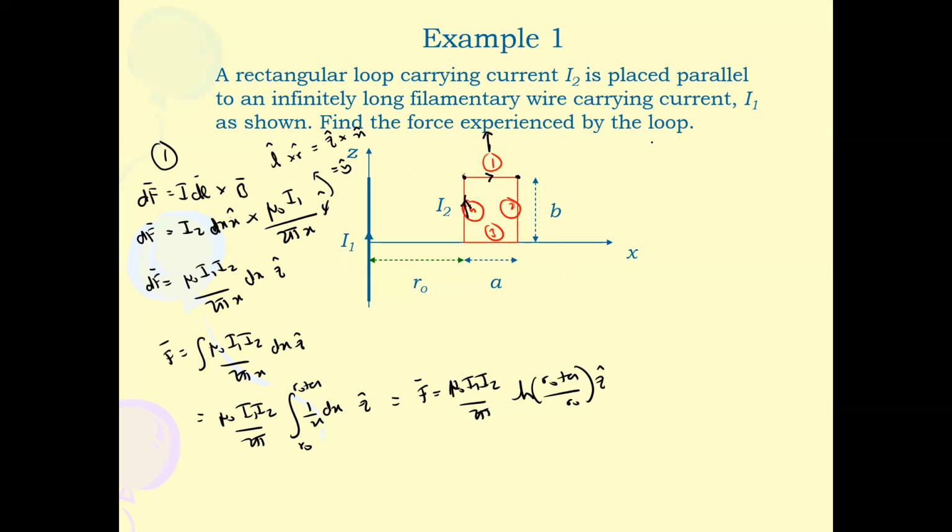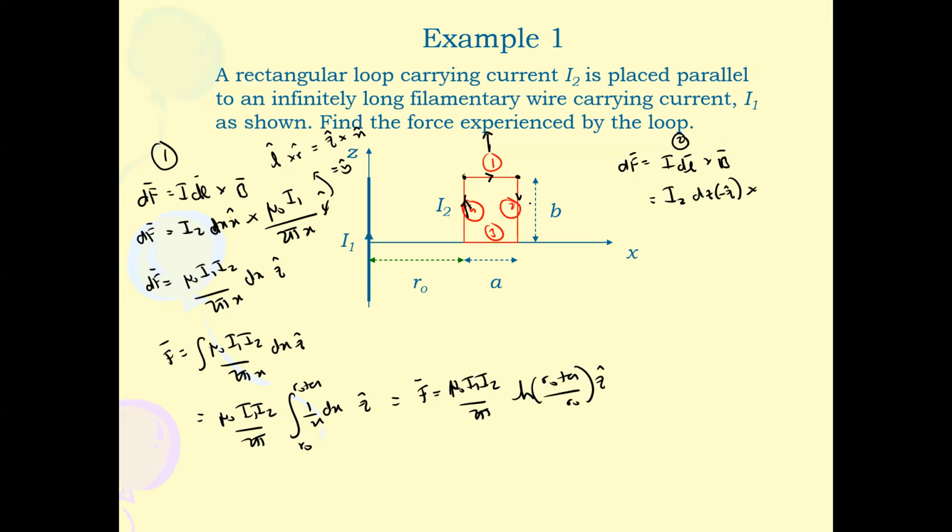Okay, so let's have a look at site number 2. For site number 2, we're going to have the equation written as dF equals I dl vector cross B. The similar equation shall be applied. So we're going to have I2, and the dl should be in this direction. From here, we know that the dl should be dz in a negative Z direction, cross product with B. B basically will be the field density produced by I1 at this particular site number 2.